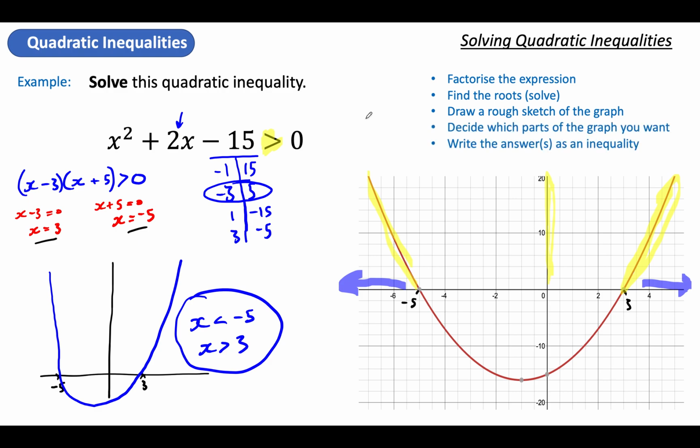So what did we do? We first of all factorized the expression. We then found the roots. We basically solved it, pretended it had an equal sign just to get the 2 points where it goes through the x-axis. And then we drew a rough sketch of the graph. So we put on those 2 points, just did a smiley face through it. And then we decided which parts of the graph we want. And then we wrote the answer as an inequality. So we know we want the stuff above the x-axis. Well, that happens when x is less than negative 5 and x is greater than 3.